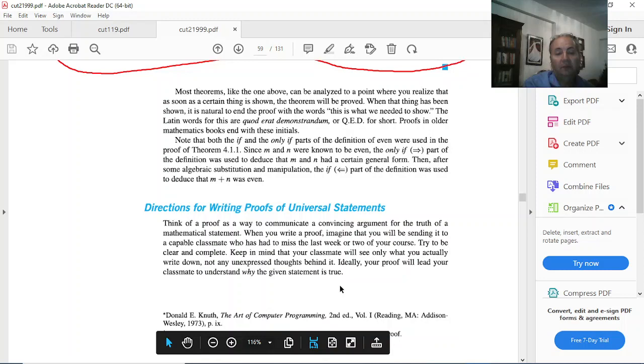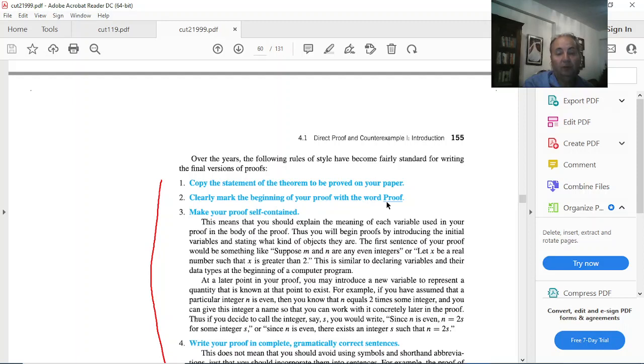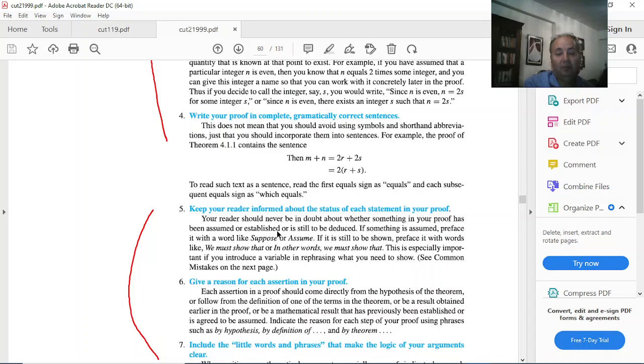End of the directions for writing proofs of universal statements. Copy the statement of the theorem and prove it on your paper. Clearly mark the beginning of your proof with the word "Proof", like "Theorem:", "Proof:". Make your proof self-contained. Write your proof in complete, grammatically correct sentences. Keep your reader informed, like programming algorithm rules. Give a reason for each assertion in your proof.